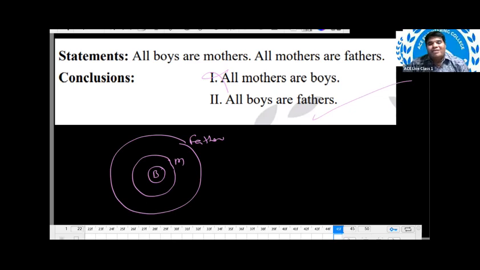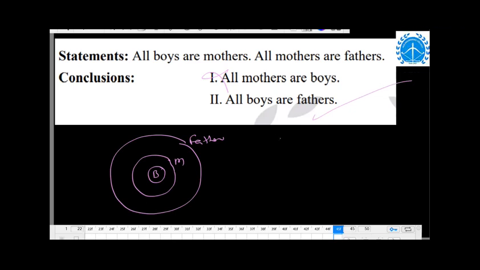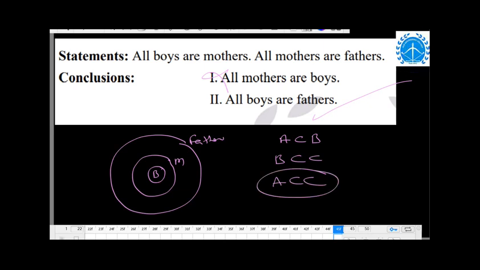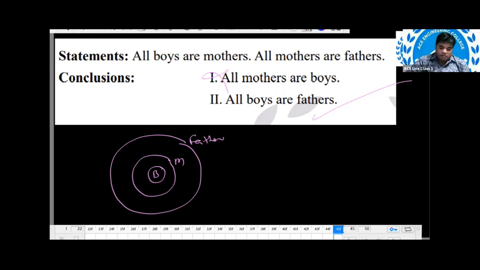Boys are all in the fathers group, right? Yes, sir. Okay, don't compare with real life. A subset B, B subset C. Then what is A subset C? Is it right? Yes, sir. Pawan? Sir, all boys are fathers. Okay, all fathers. So what is the option? Option B.